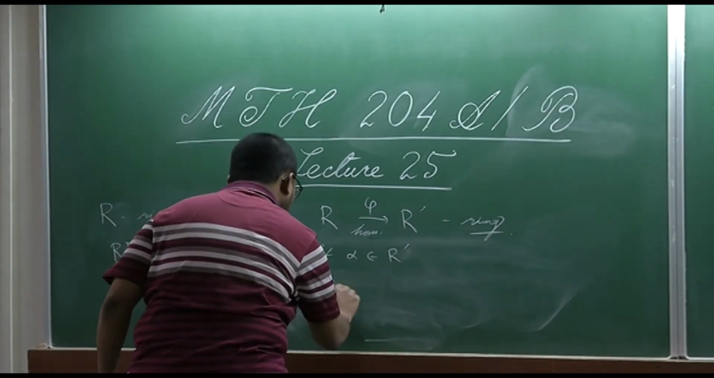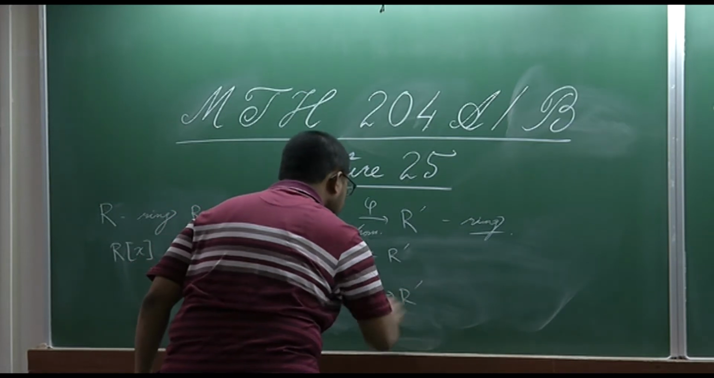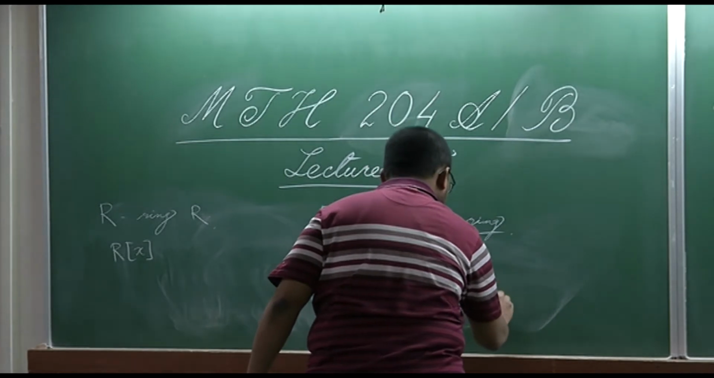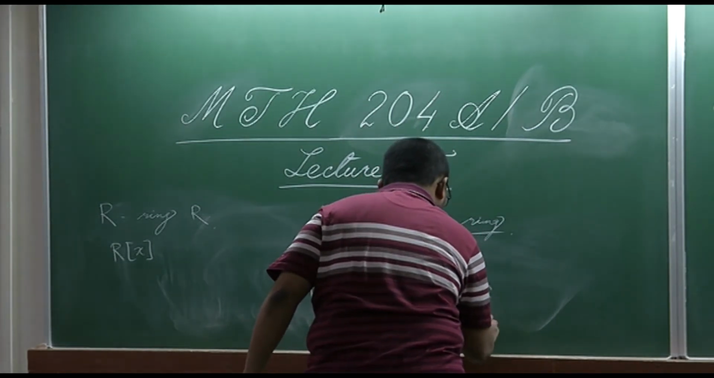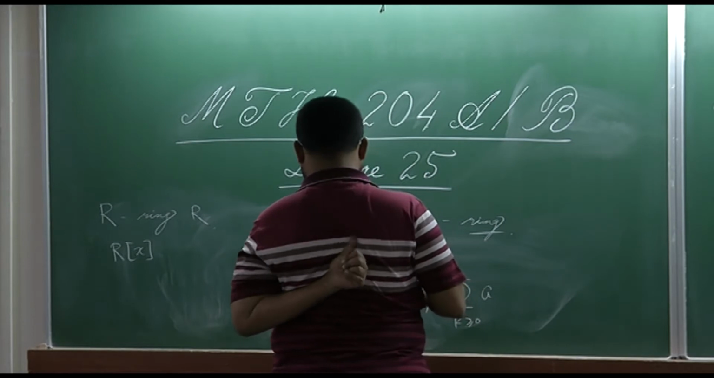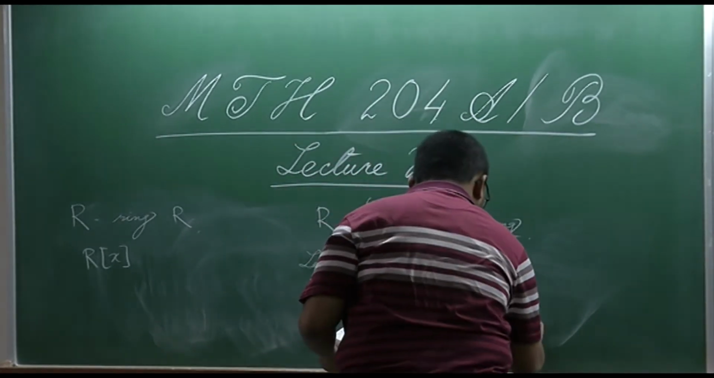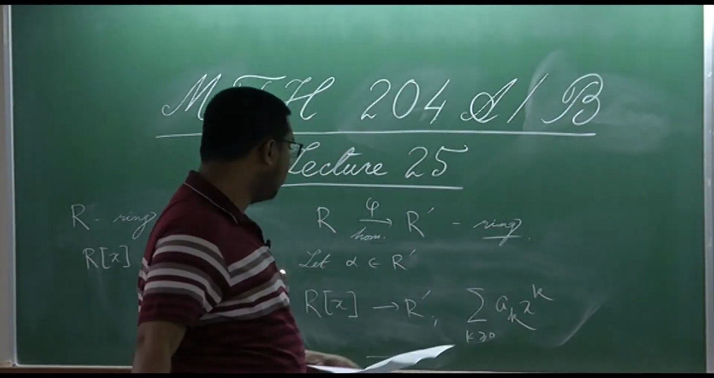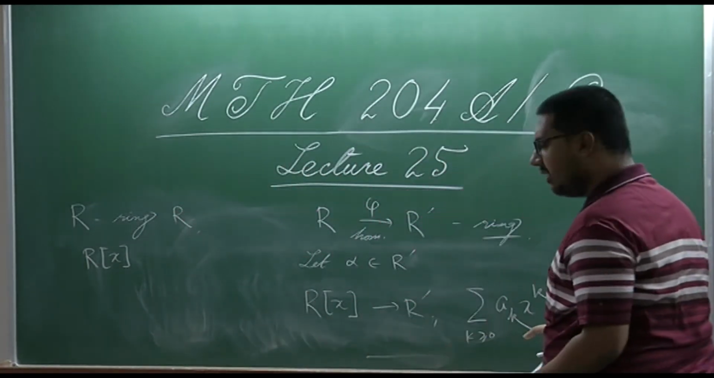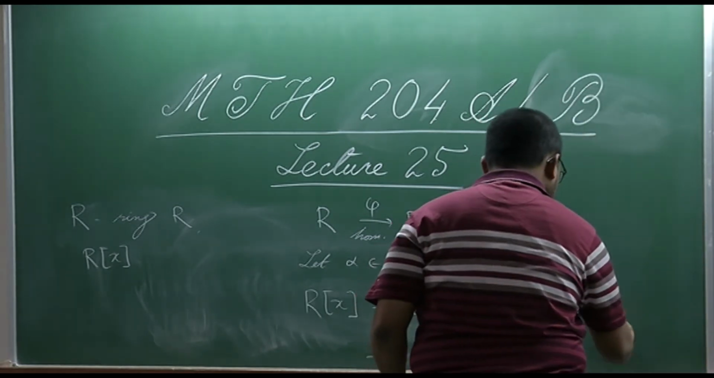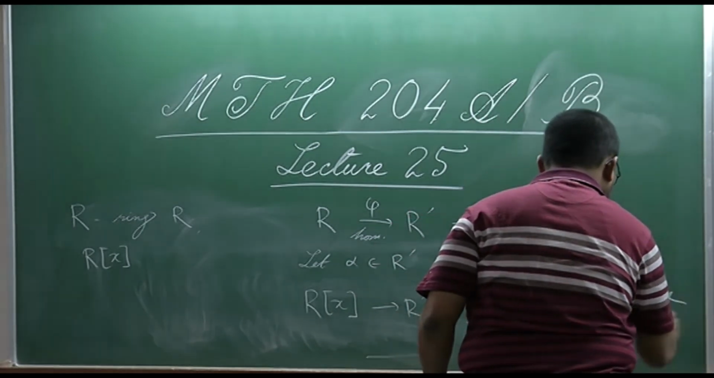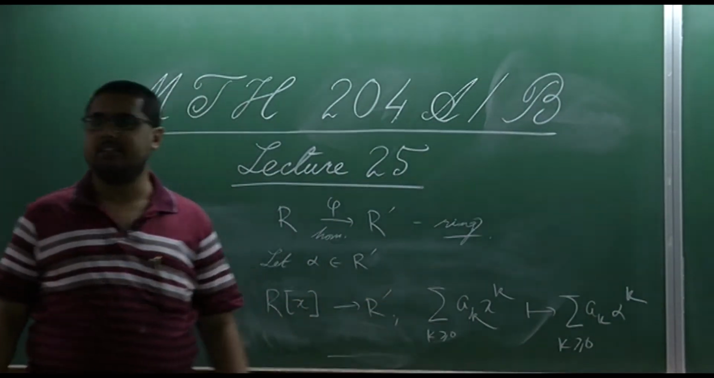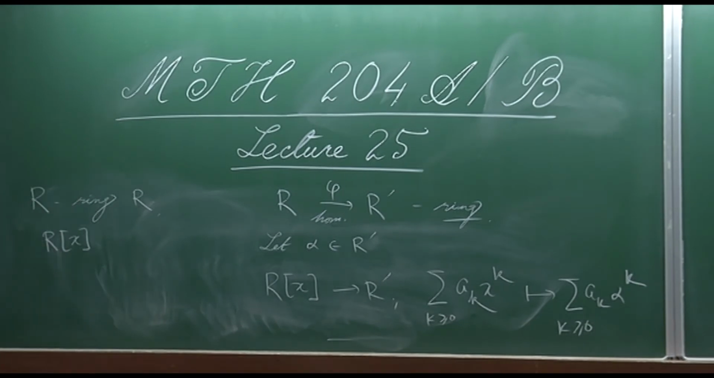From R[x] to R prime, let us consider this map. So, we take a polynomial. A polynomial here looks like this, the sum of a_k x to the power k, where each a_k is in R. Let me send that to this element, the sum of phi(a_k) alpha to the power k. Okay. So, here the understanding is a_k's are 0 for all but finitely many non-negative integers k.